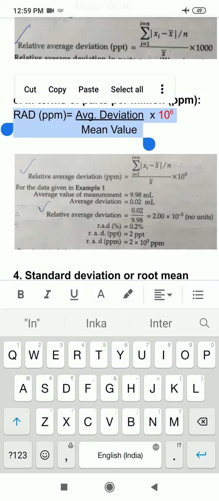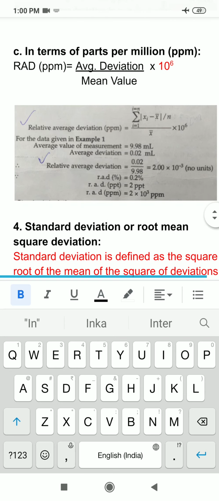And again writing this in terms of xi and x bar, relative average deviation in parts per million would be equal to this, you can see on the screenshot. Summation of xi minus x bar from i equal to 1 to n divided by n. This is average deviation, and the whole is divided by x bar, which is average or mean value, and this is multiplied by 10 raised to power 6.